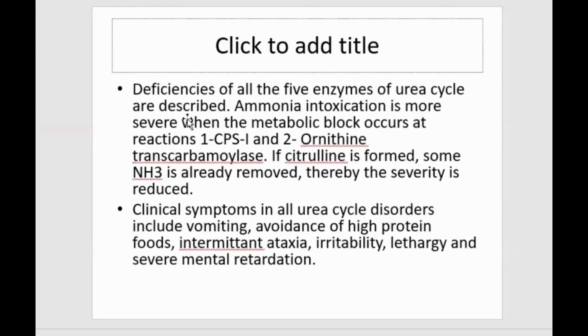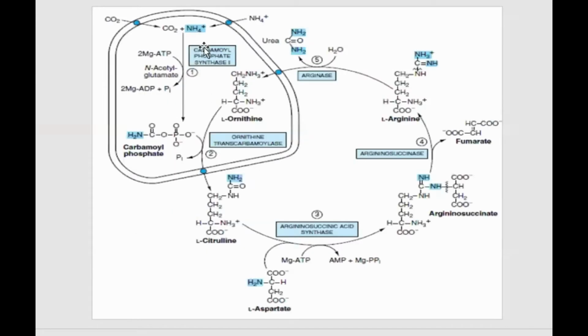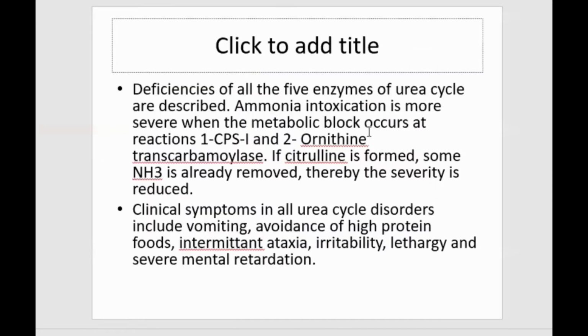The deficiencies of all the 5 enzymes of the urea cycle are described. What are the 5 enzymes? Carbamoyl phosphate synthase, ornithine transcarbamylase, argininosuccinate synthase, argininosuccinase, and arginase. Any of them may be defective. Ammonia intoxication is more severe when the metabolic block occurs at reactions 1 and 2, that is carbamoyl phosphate synthase 1 and ornithine transcarbamylase.